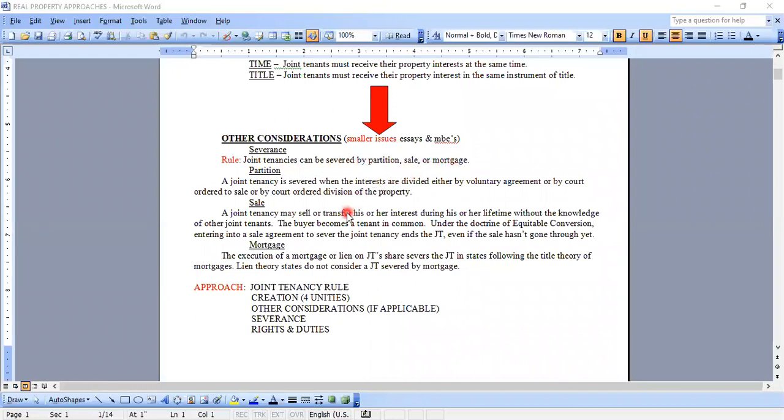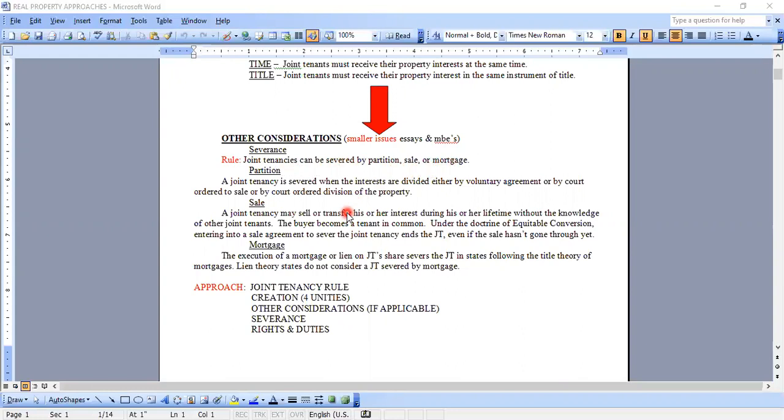Now, a JT is made of more than one, of course, JT1 and JT2, let's just say. So now JT1 decides to go and sell his part of his interest in the property. He decides to sell it. Once he sells it, that JT right of survivorship is destroyed. So JT2 does not have an undivided interest in the whole property at this point.